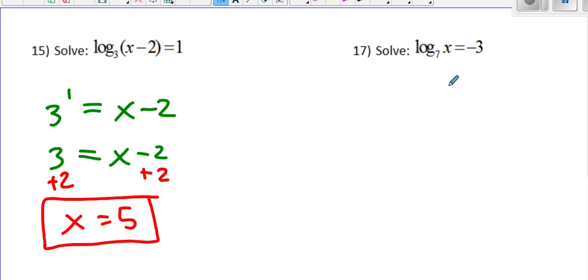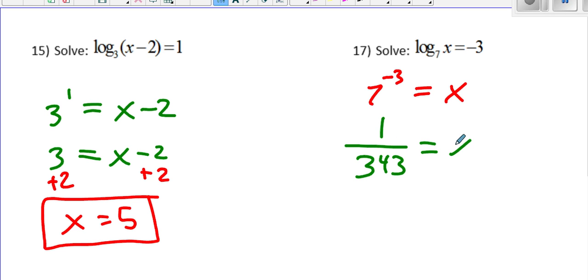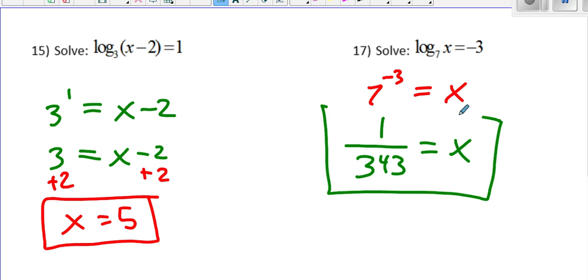Same thing for number 17 here. You go through the base first. 7 to the exponent's negative 3 equals x. X is already by itself, so we just need to do 7 to the negative third. 7 to the third is 343. So since it's a negative exponent, it becomes a fraction, 1 over 343.